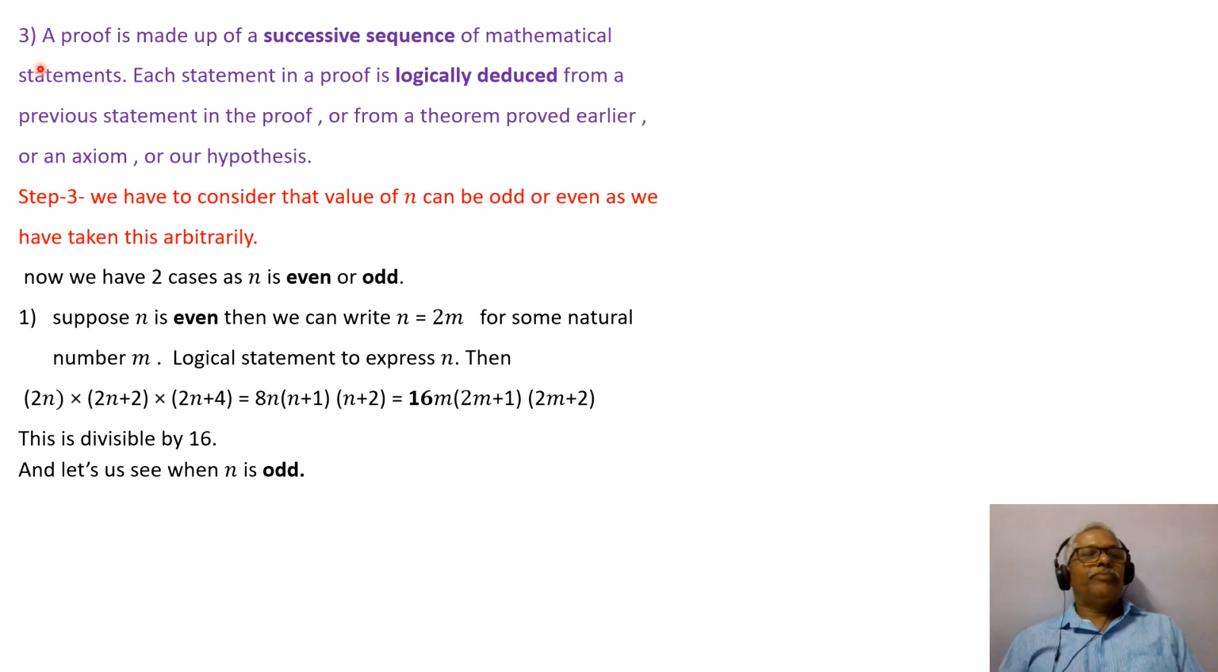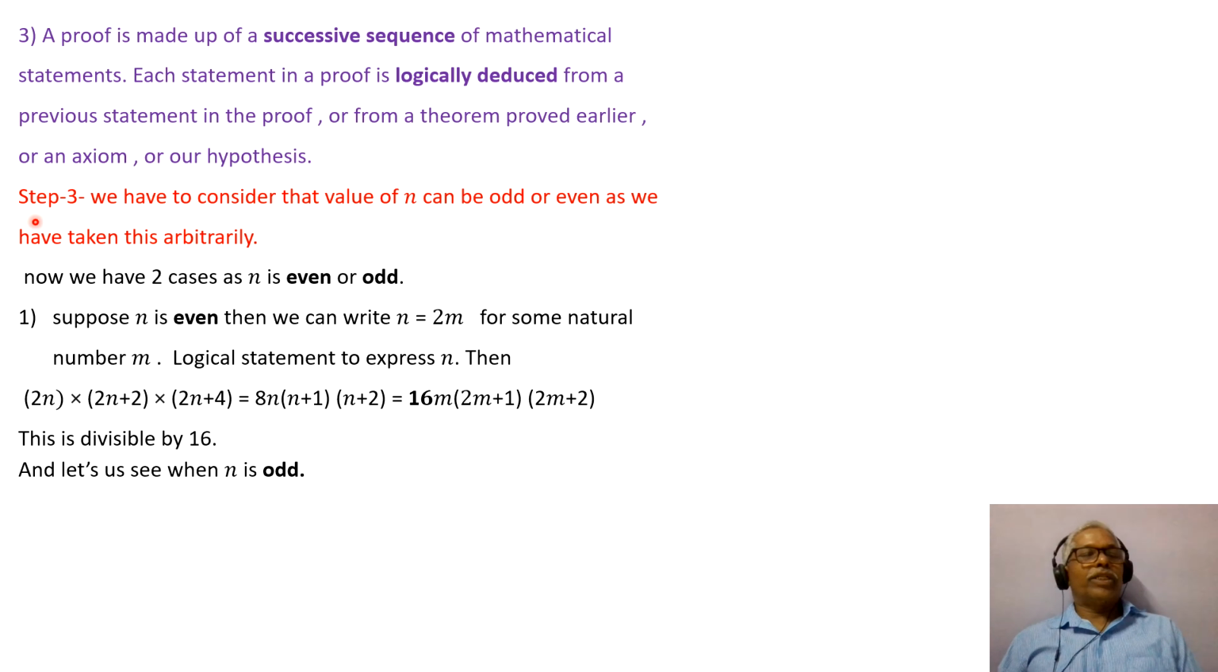So next step, the third one, explanation for this step. A proof is made up of a successive sequence of mathematical statements. Each statement in a proof is logically deduced from a previous statement in the proof, or from a theorem proved earlier, or an axiom, or our hypothesis. We have seen this previously. So we know the statements are logically deduced.